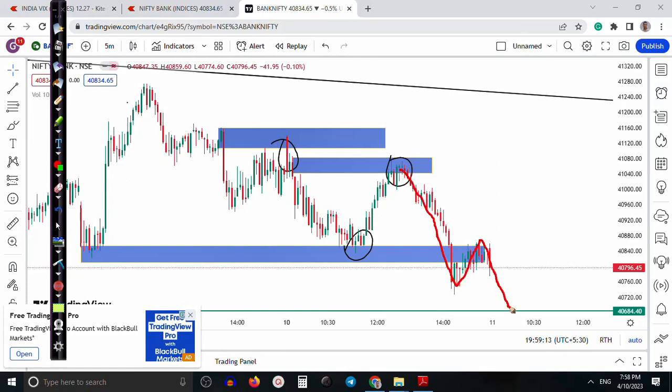So we are expecting, so we will draw some demand and supply zones, and after that we will see some rejection. So once they form this rejection, definitely we enter.